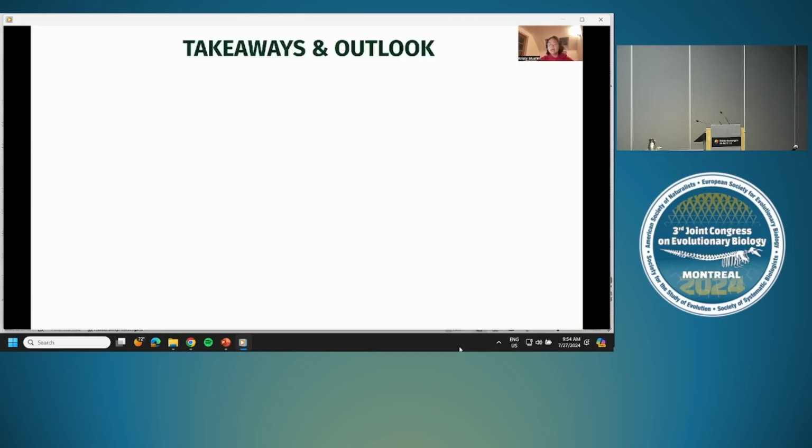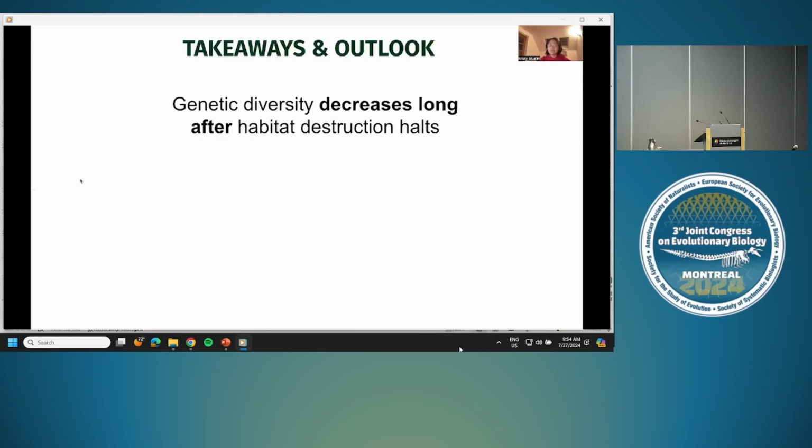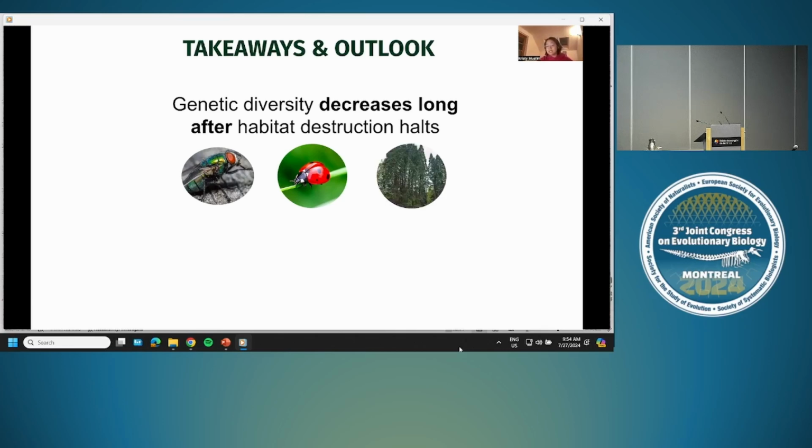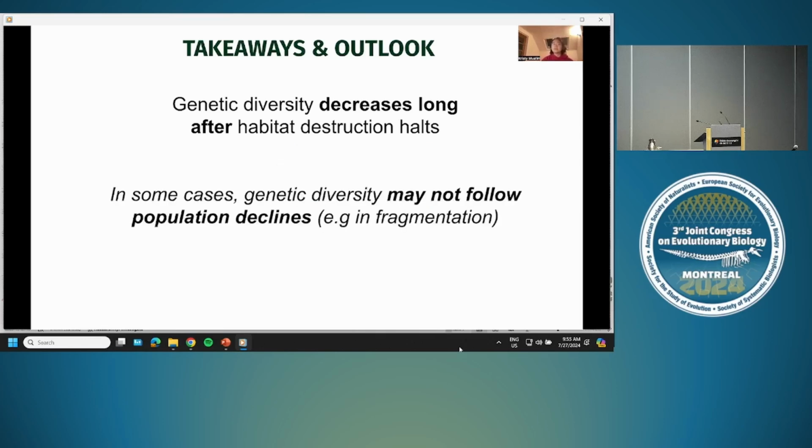And with that, I'd like to conclude with our findings. Our work found that genetic diversity decreases long after habitat destruction halts. This is likely going to look different across different taxa and may be particularly concerning for species with quicker generation times, like insects, and less so for species with longer generation times. While I didn't get a chance to talk to you about fragmentation today in this presentation, we also found some cases where genetic diversity may not follow population degrowths.